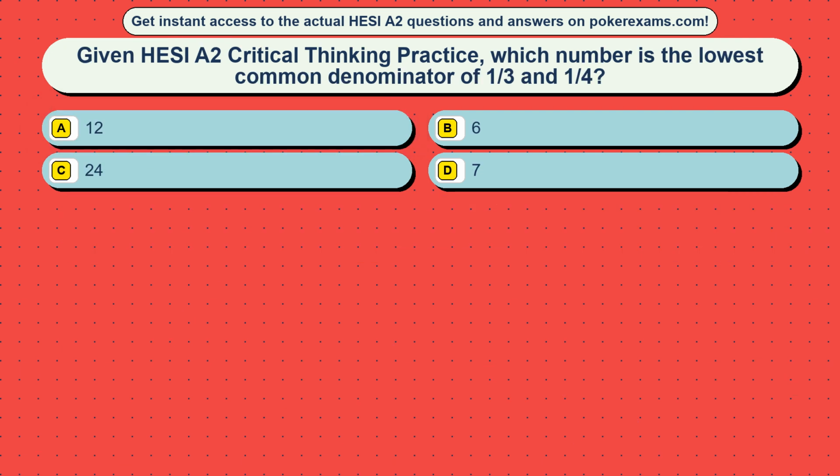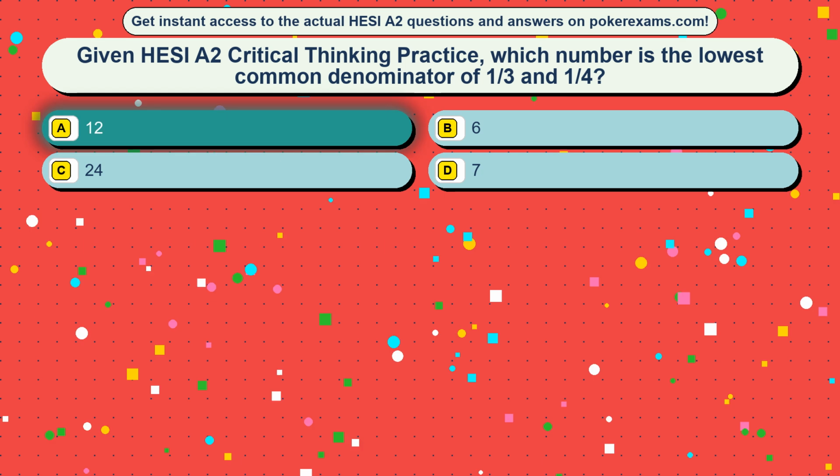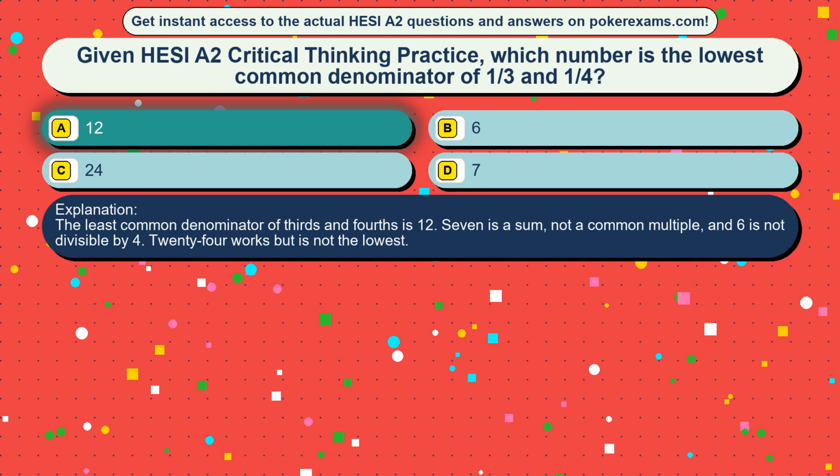Question 18. Given HESI A2 critical thinking practice, which number is the lowest common denominator of 1/3 and 1/4? Option A, 12. Option B, 6. Option C, 24. Option D, 7. The correct answer is option A, 12. The least common denominator of thirds and fourths is 12. 7 is a sum, not a common multiple, and 6 is not divisible by 4. 24 works but is not the lowest.